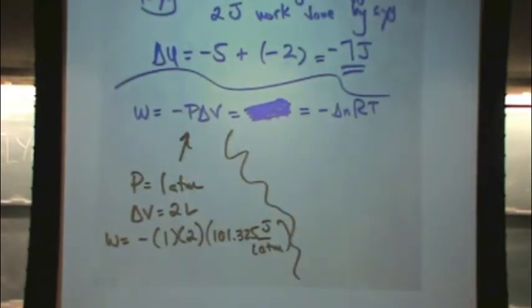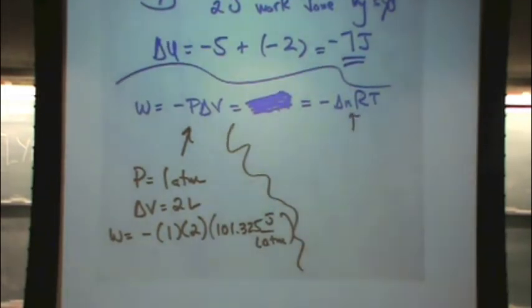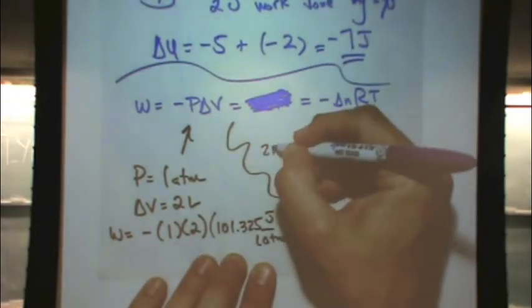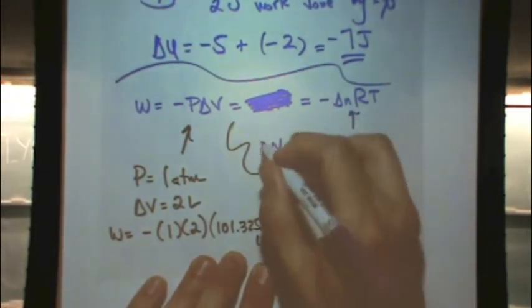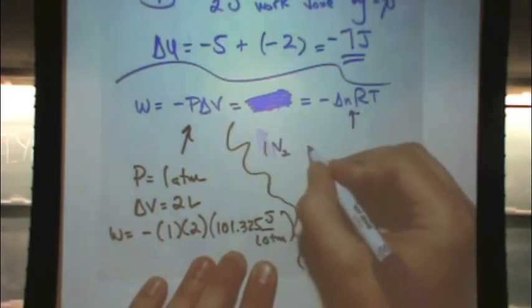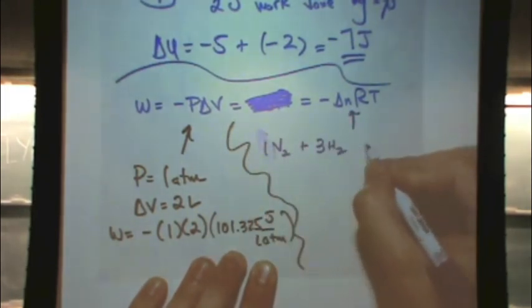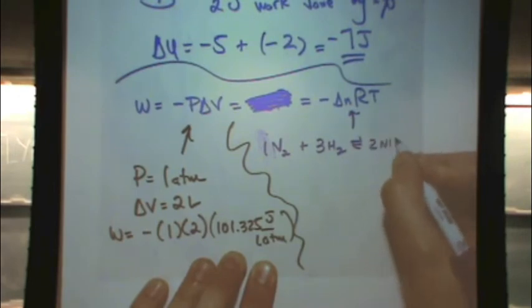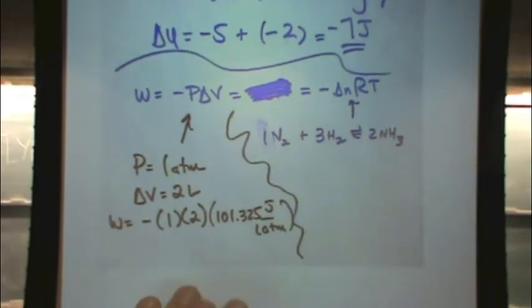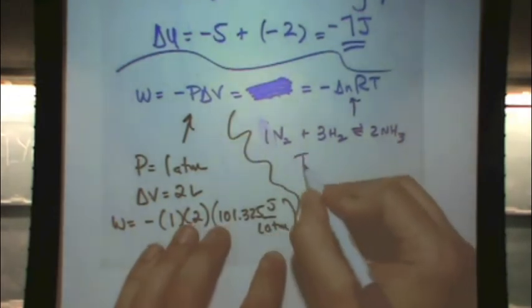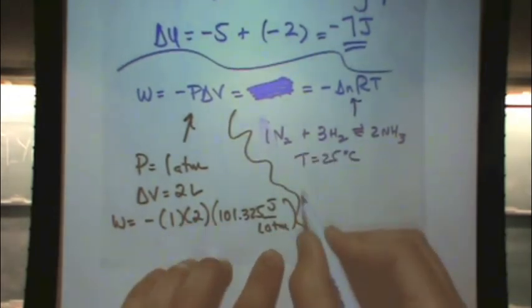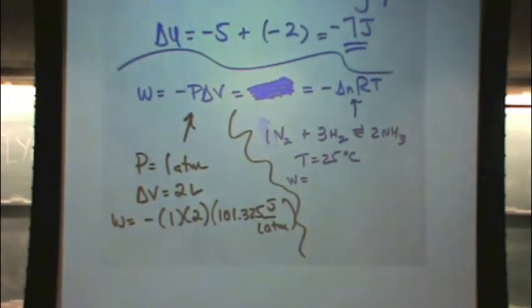Now, the other type of problem would involve the part on the right-hand side. We would have to give you a reaction, okay? So let me write a reaction here. It's 1 N2 plus 3 H2 goes to 2 NH3, okay? And then I want work. And let's just say the temperature is 25 degrees C. So in this kind of problem, because it's a reaction and you're given a temperature, you definitely have to use the right-hand equation.